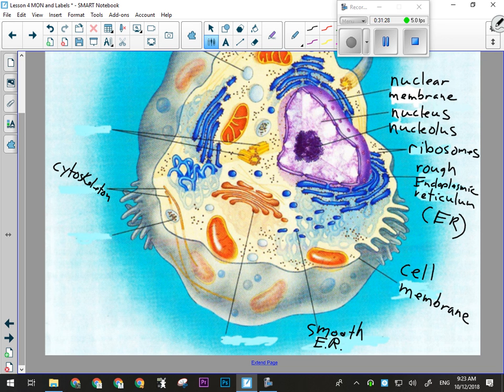But because it's not covered with anything, you rarely ever see it through a light microscope. It's virtually transparent. So it's not a structure you would likely see or label on a cell diagram. Okay, then we have this orange structure here, and that is the Golgi apparatus.